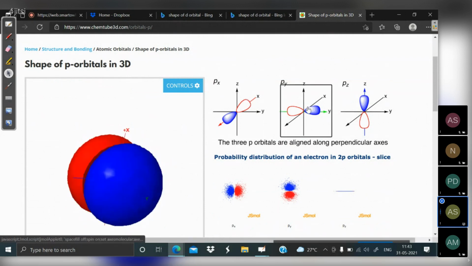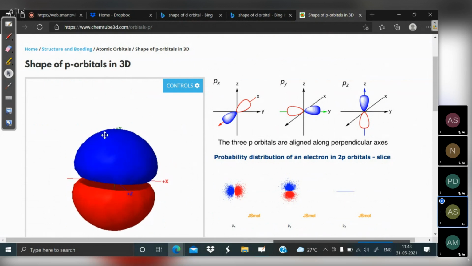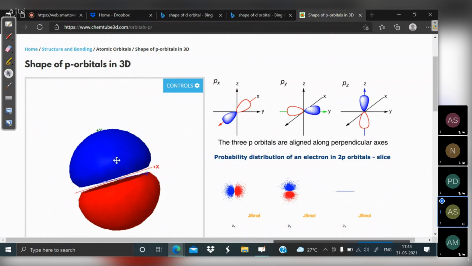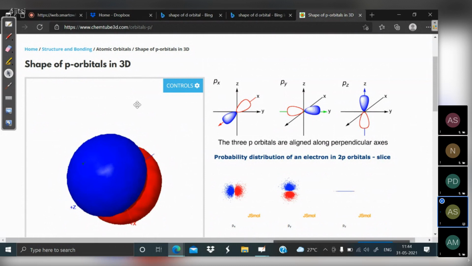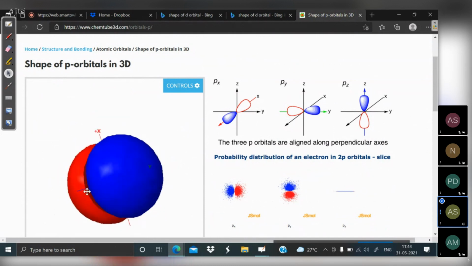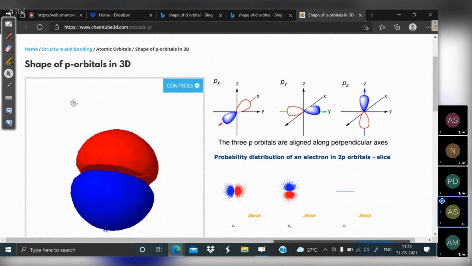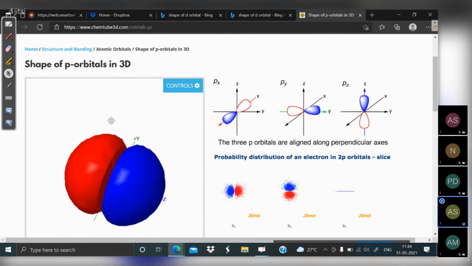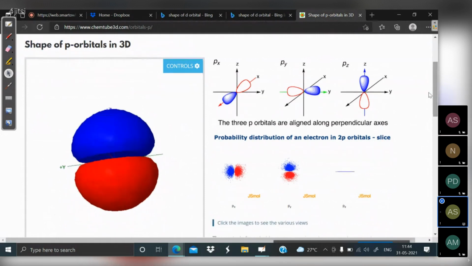Then what is py? Another possibility can be when the orbital is situated totally on the y-axis. So that is your py. And see, nothing is touching the x and z-axis. They look exactly similar, it's just the axes that are changing. Then this is pz, where the orbital lies directly on the z-axis. The x and y-axis are completely free. So that is your pz orbital.